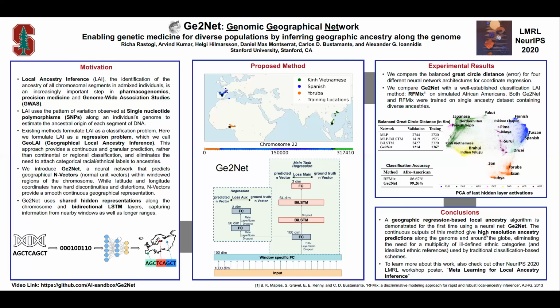In conclusion, we present Ge2Net, which is the first geographic regression-based local ancestry algorithm. We demonstrate that it is able to infer high-resolution ancestry segments from the human genome. If you found this work interesting, do check out our other poster on meta-learning for local ancestry inference.